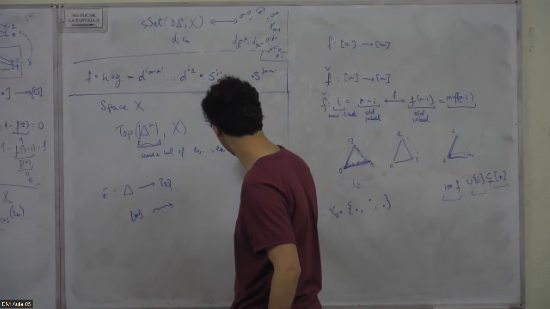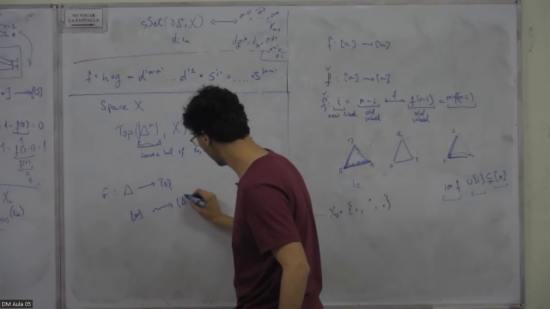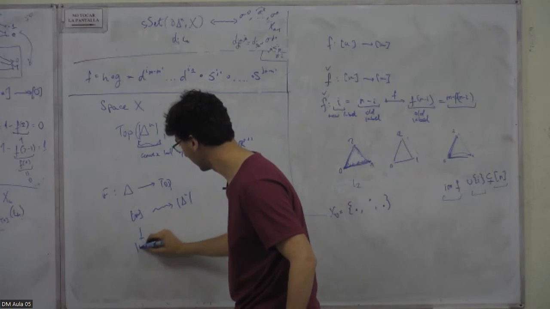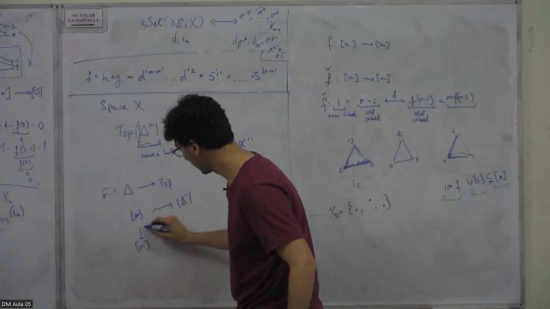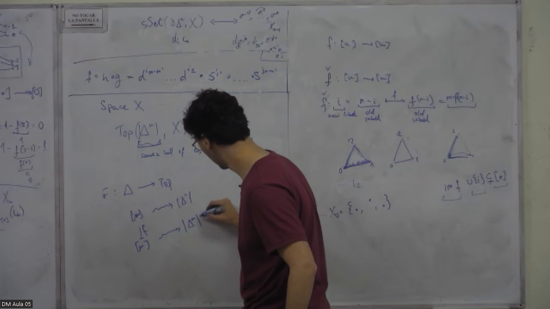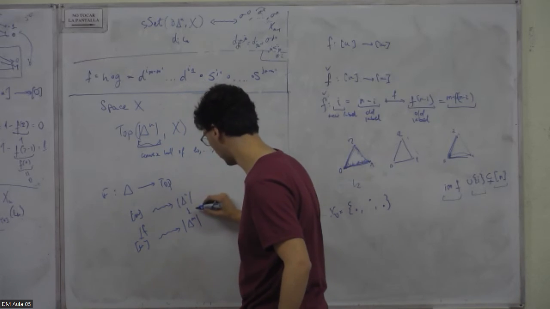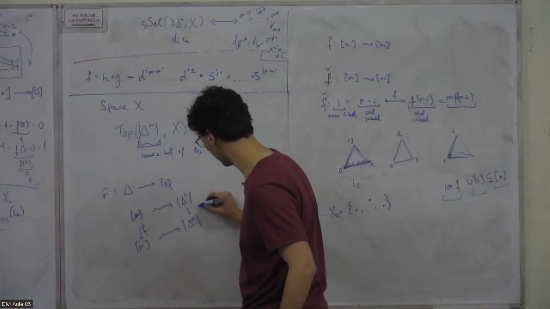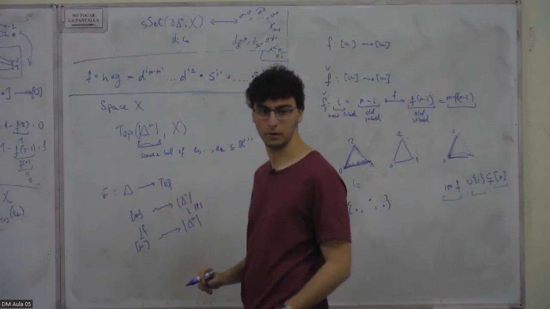It gives this guy, and if you have an order preserving function, this gives some affine map, particularly a continuous map, which is induced by it, so let's call it f between bars, right?